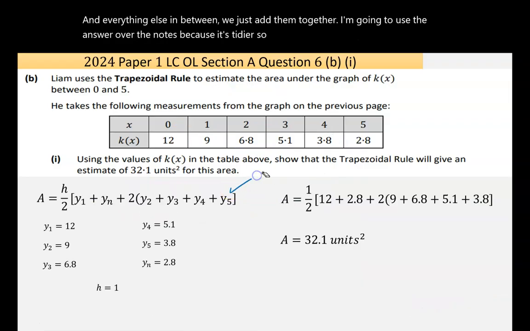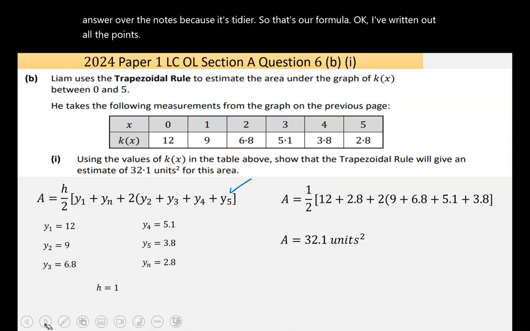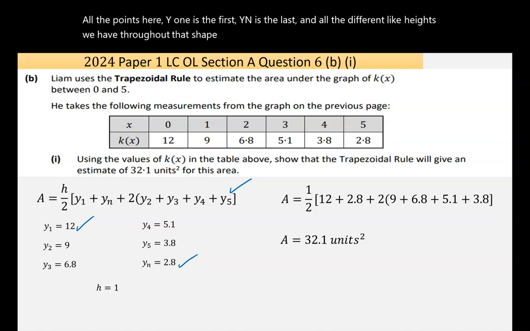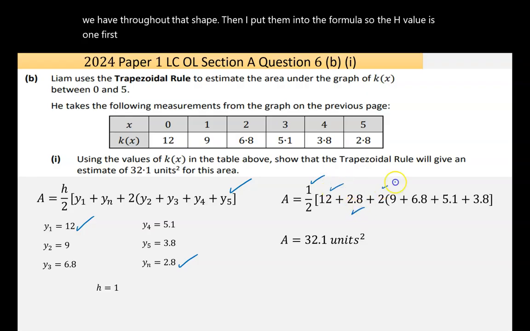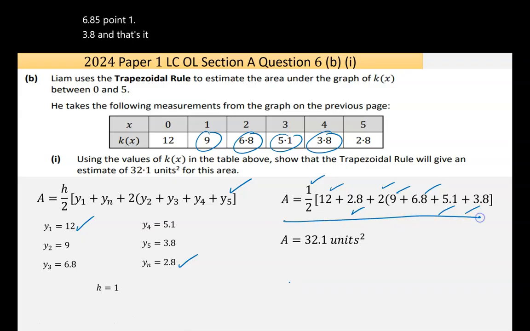So that's our formula. Okay, I've written out all the points here. Y1 is the first, Yn is the last, and all the different heights we have throughout that shape. Then I put them into the formula. So the h value is 1, first plus last plus 2 times everything else, 9, 6.8, 5.1, 3.8, and that's it. I put that through the calculator and I got 32.1 units.